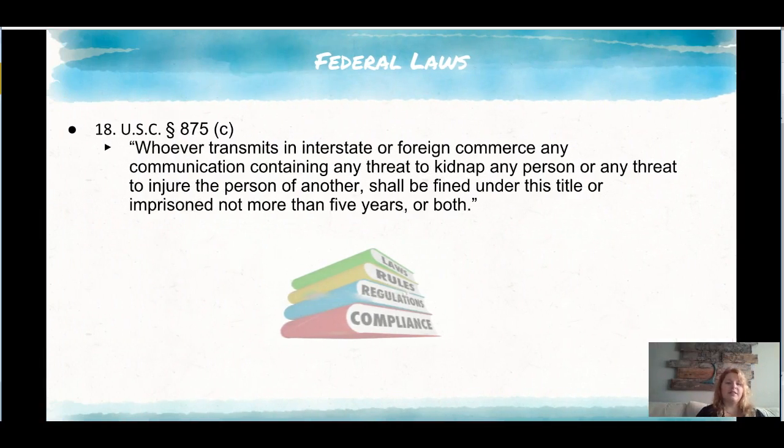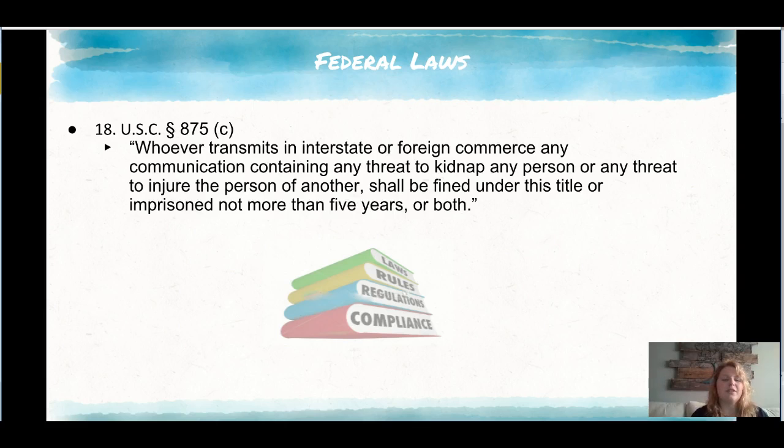The next law we have in effect is the federal law. Now this is a very hefty law. It states that any form of communication containing a threat of kidnapping or injury to any person shall be fined under this title and can be imprisoned, or both imprisoned and fined.